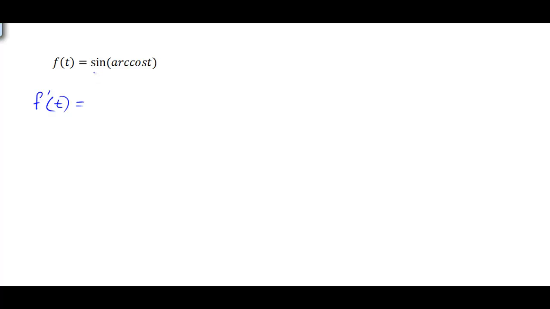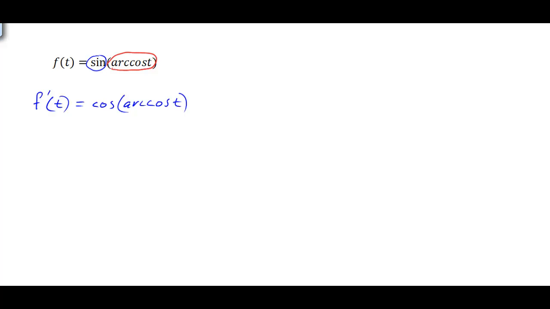So if we first of all start with our sine function, the derivative of sine would be cosine. So that's the cosine of arc cosine of t. Okay. Then we have to go to the inside, and now we have to take the derivative of the arc cosine of t.